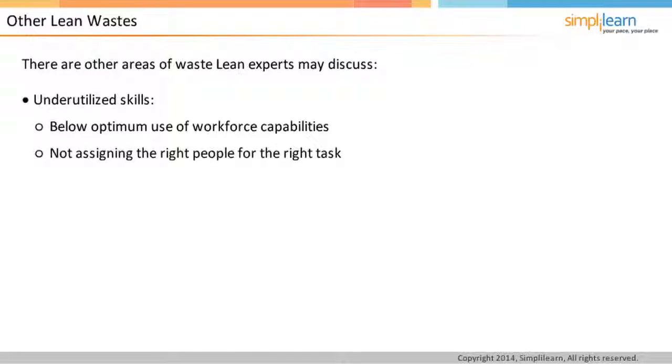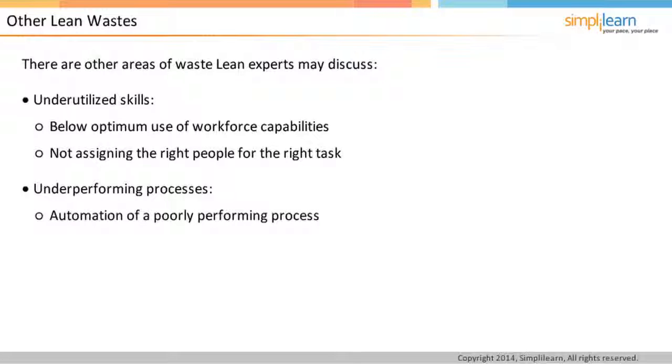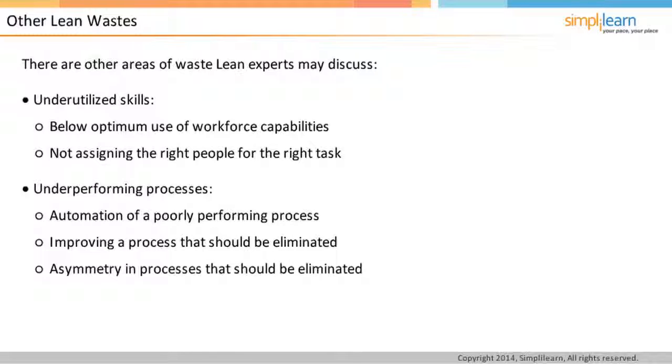Underperforming processes. Automation of poorly performing process. Improving a process that should be eliminated if possible. For example, the product returns department or product discounts process. Asymmetry in processes that should be eliminated. For example, 2 signatures to approve a cost reduction and 6 signatures to reverse a cost reduction that created higher costs in other areas. In the next screen, we will look at an exercise on identifying the waste type.